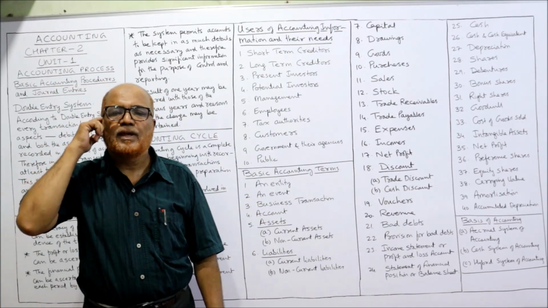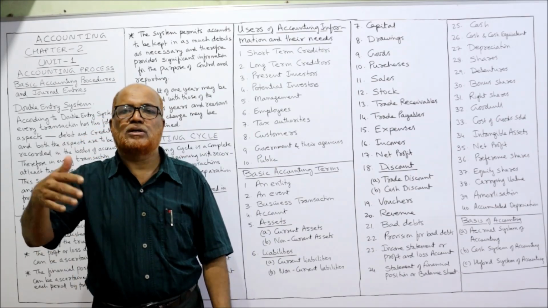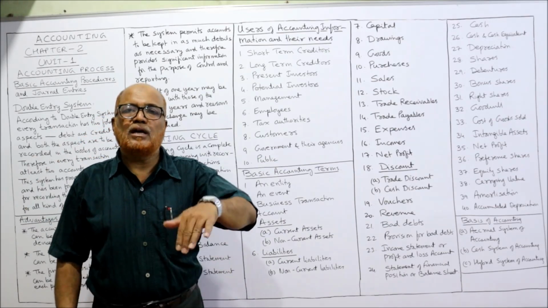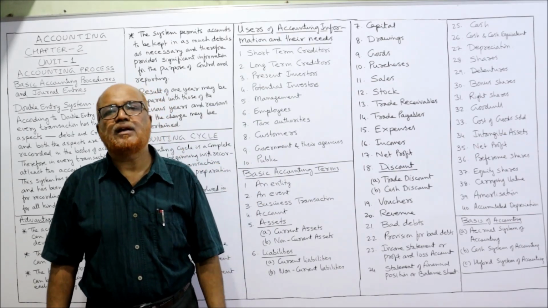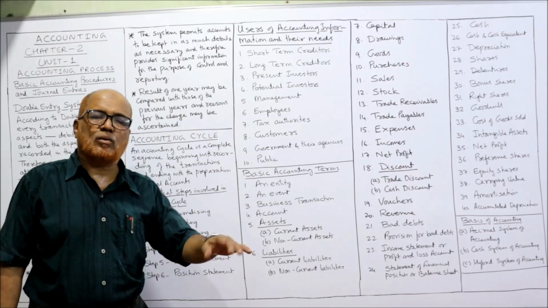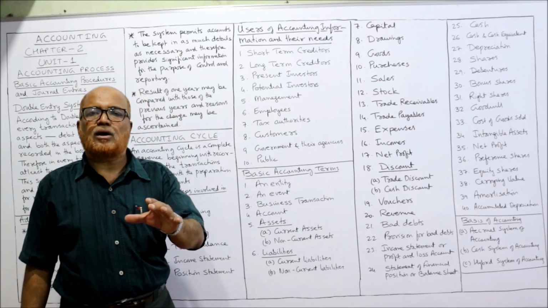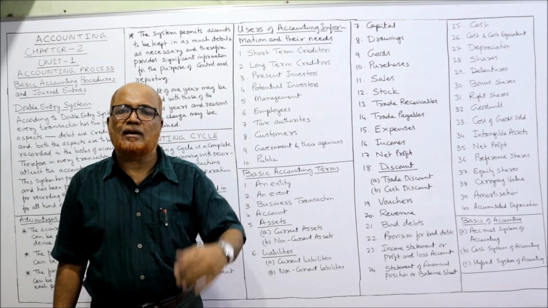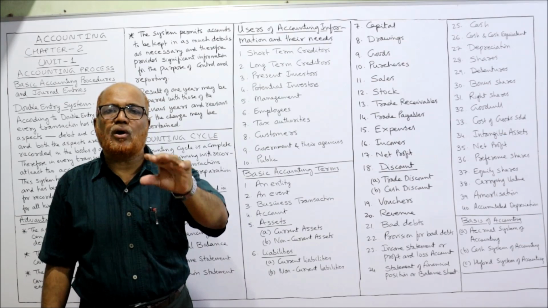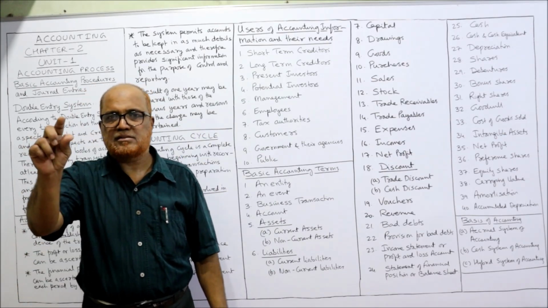Now discount. Any incentive given by the business to promote the sales. To increase the sales, some incentives are given to the customers. That is called discount. Discount are again classified into trade discount and cash discount. The trade discount is the discount given by a business to the buyer in reduction of the price, market price, marked price.